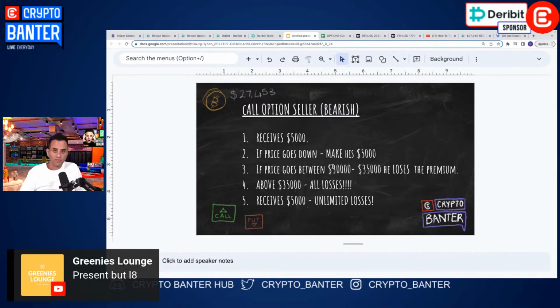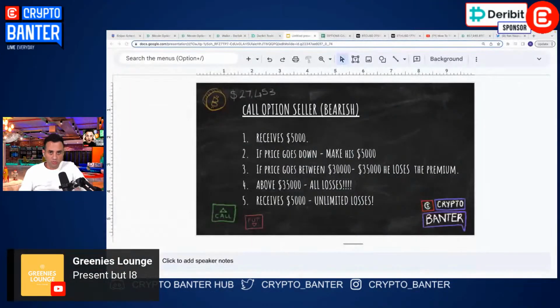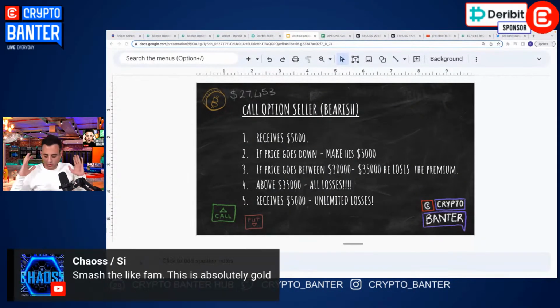The seller believes that the price is going down, because if he thought that the price was going up, he'd never sell you the option, right? He thinks the price is going to go down. He's one of these negative guys. He thinks the price of the asset, and specifically in this case Bitcoin, is going down.